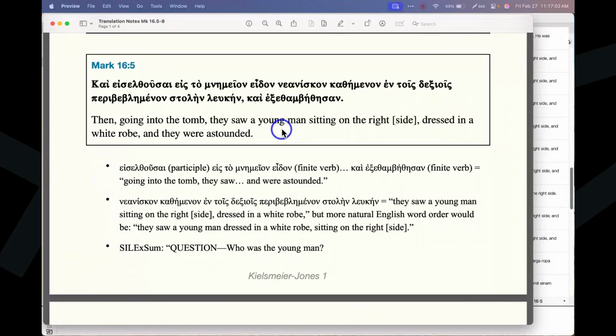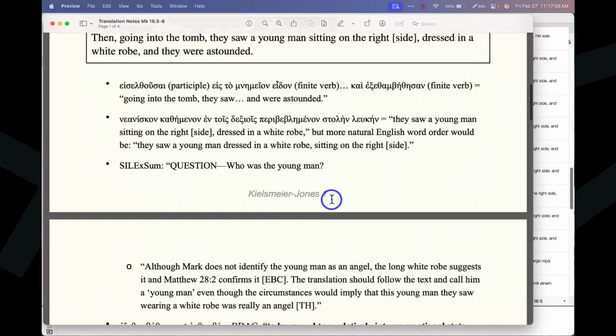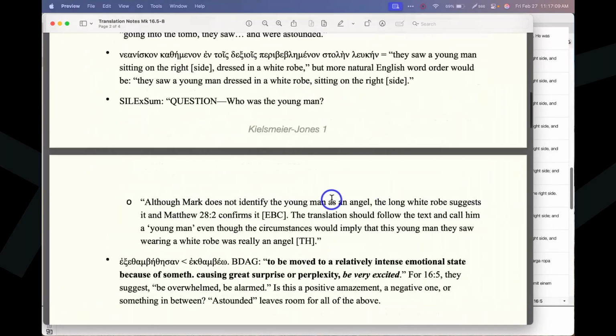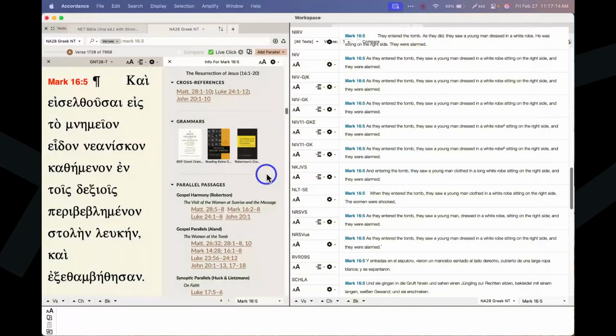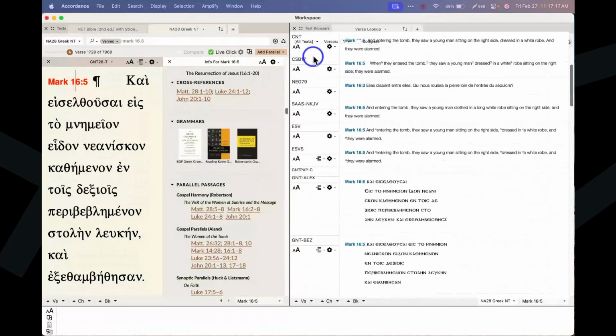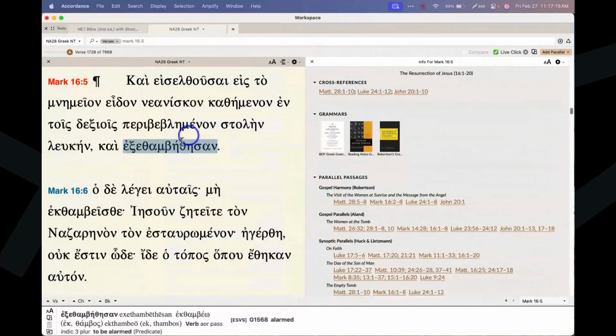So it's no surprise that this is Mark's word, exethambethesan. They were shocked. I would spend some time on this word. I'm going to just do a short time with you on this. If you have comments or questions on it, I'd love to hear it. But I'll triple click this.